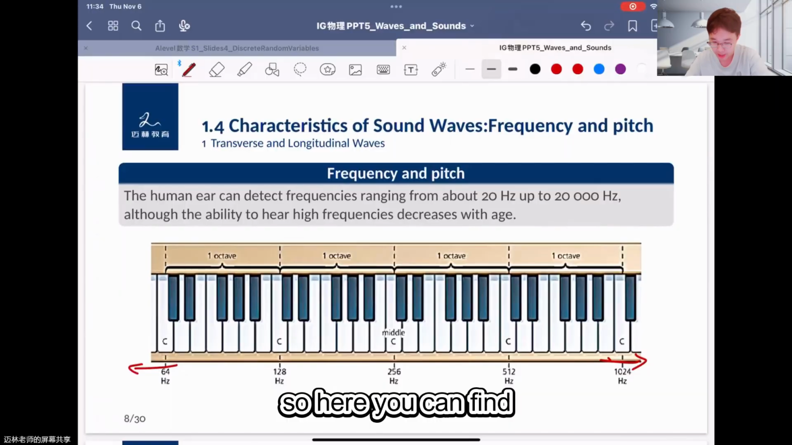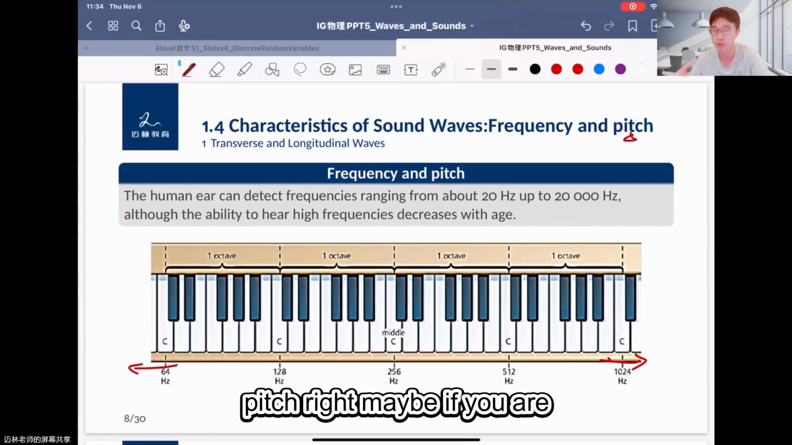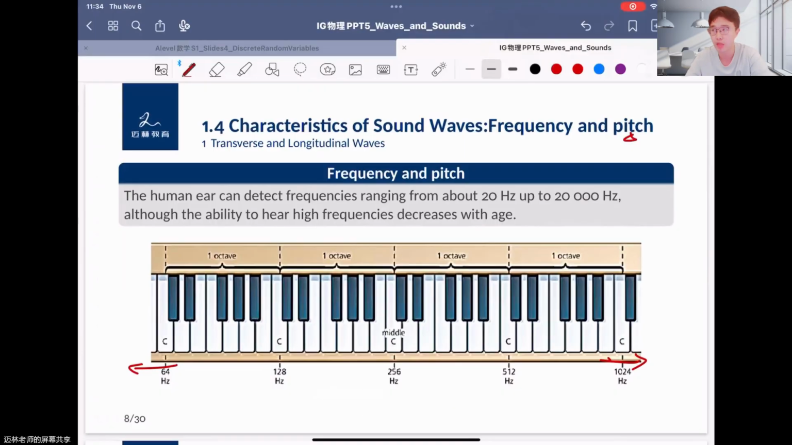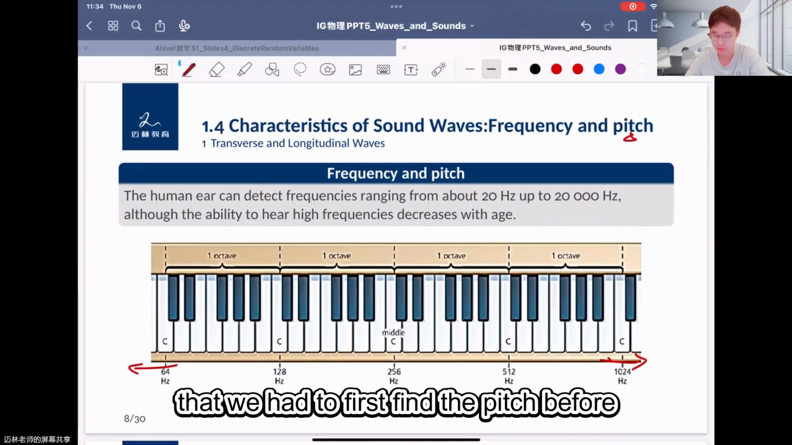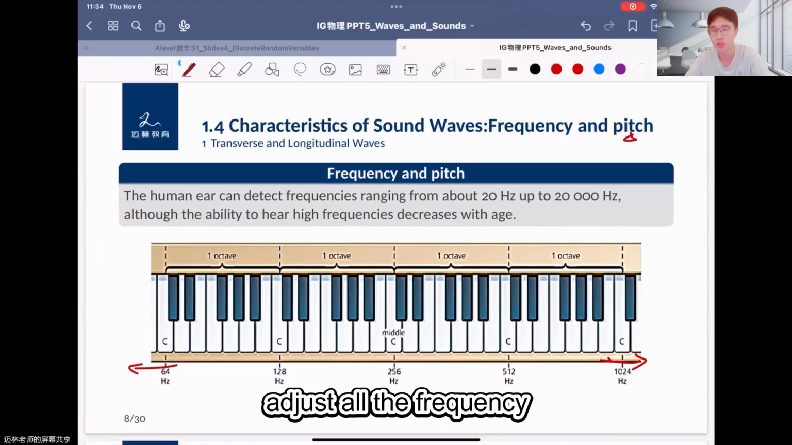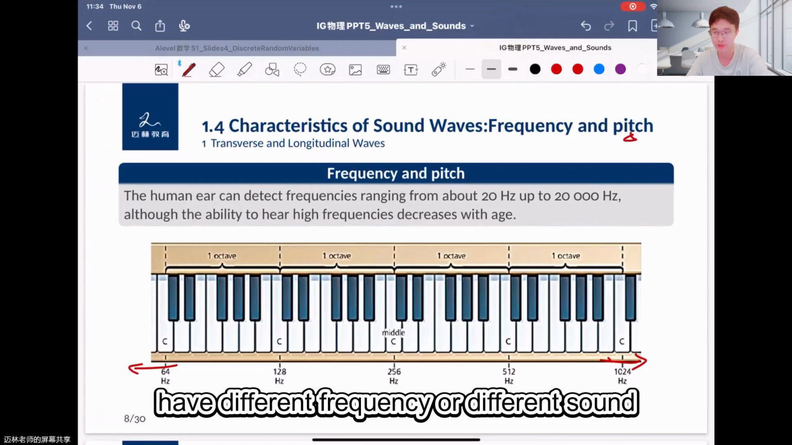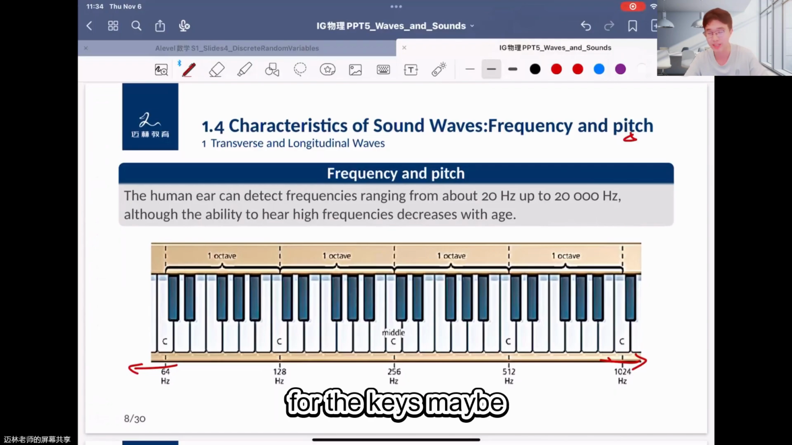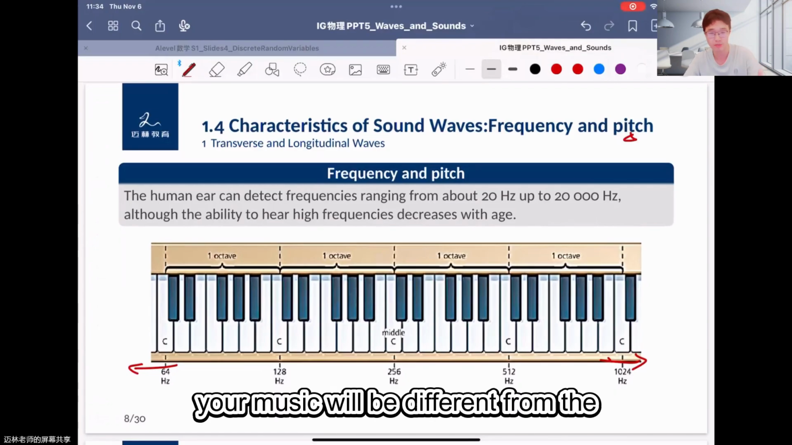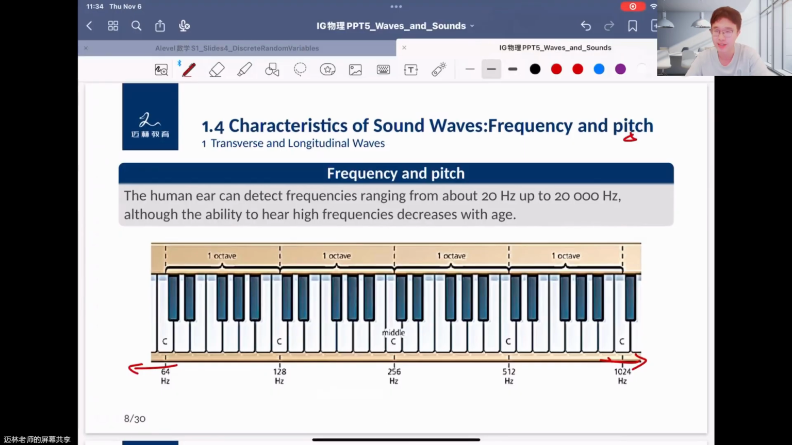So here we are using a word in daily life that we call pitch, right? If you go to a musician competition, you have to first check the pitch before the competition, right? And adjust the frequency for the different keys, right? If you have different frequencies or different sounds for the keys, your music will be different from the original music, right? So you have to check your instrument, right?